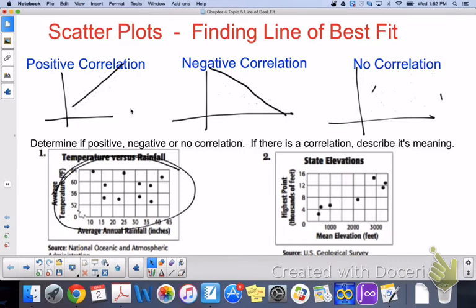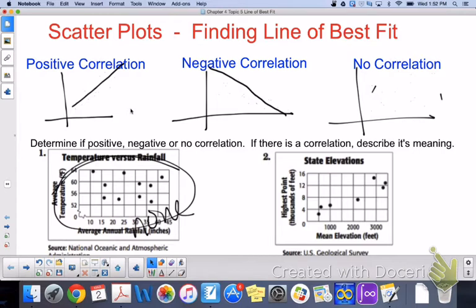Okay, so in looking at number 1, is it positive, is it negative, or is it no correlation? Right here, that means there really is no correlation. The points are all over the place. It goes up and then up again, then down again. There's no real correlation there, so none for that one.